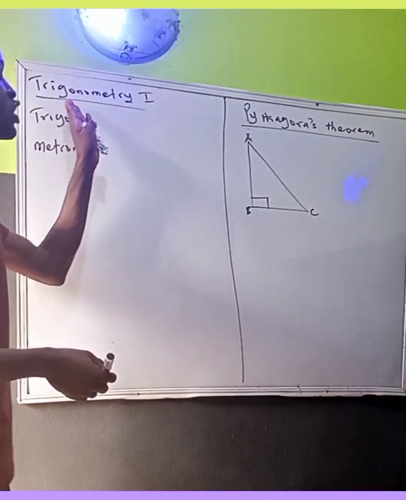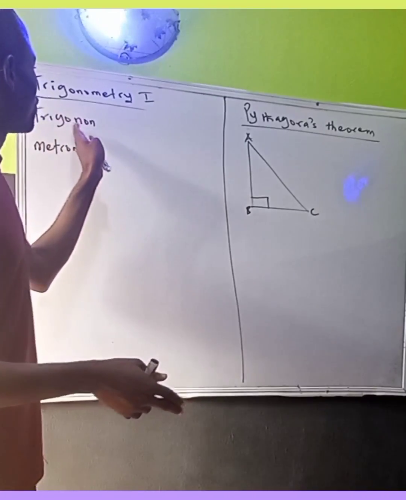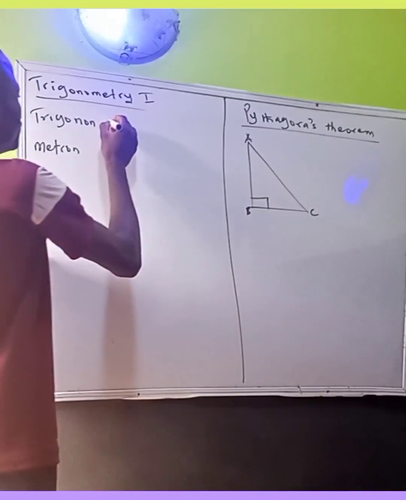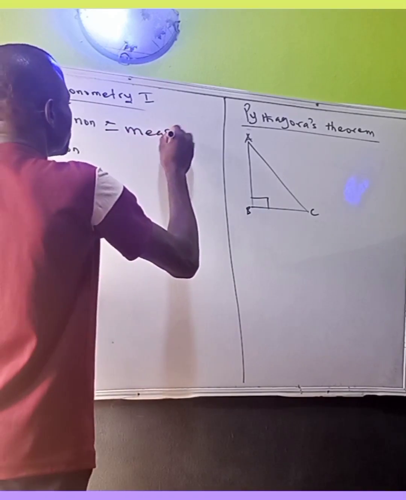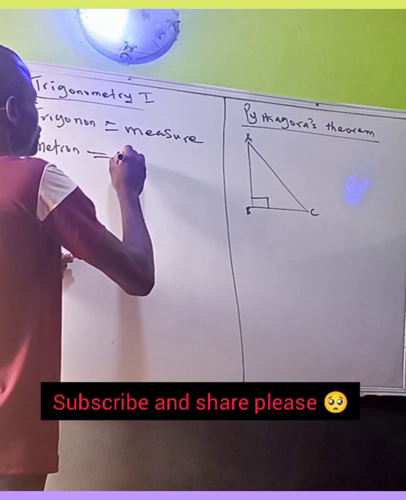Today, we are looking at Introduction to Trigonometry. Trigonometry is derived from the Greek word trigonon, meaning measure, and metron, meaning triangle.